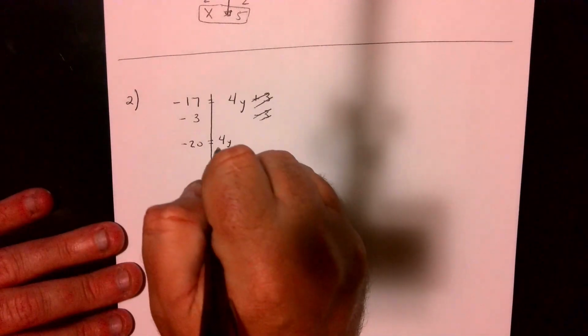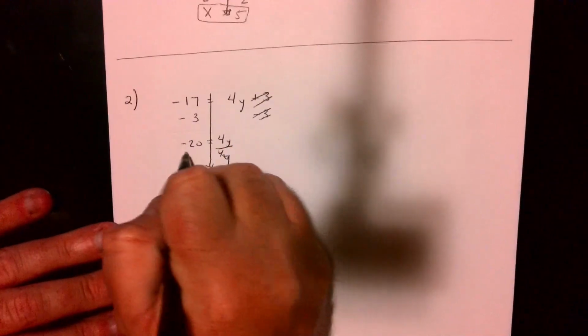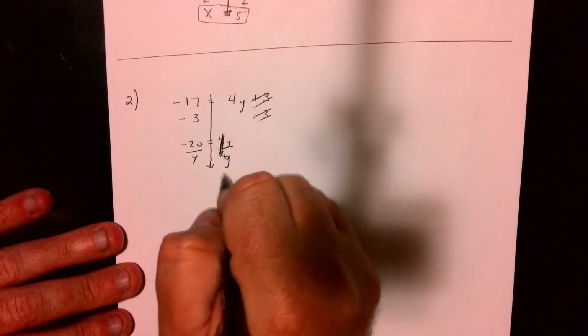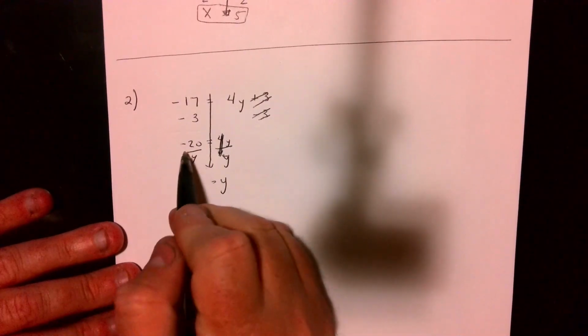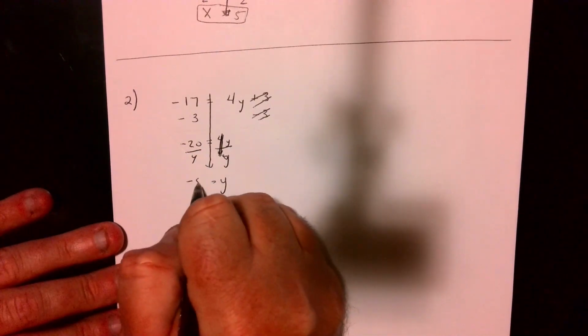One more step, we need to divide by 4. Divide by 4. So these cancel out, and y is the only thing left. Negative divided by positive makes a negative, and 20 divided by 4 is negative 5. There's the solution.